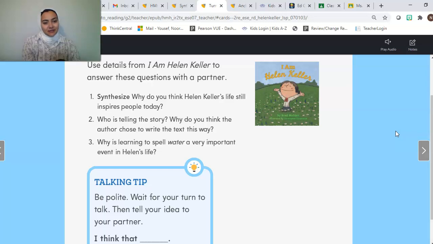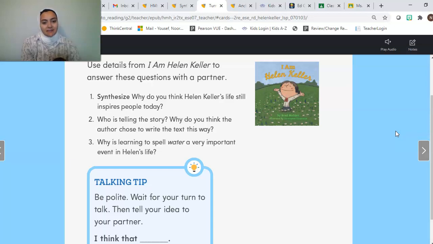She inspires people. Who's telling the story? Helen Keller is telling the story. Why do you think the author chose to write the text in first person? Maybe to give us the point of view or the perspective of Helen Keller. Because from her point of view, things may be a lot different than another person's point of view, right?